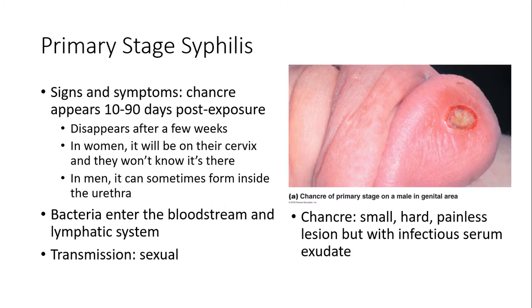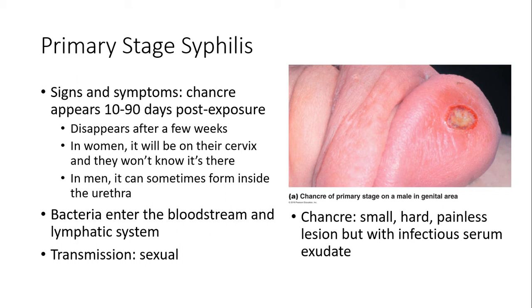Okay, this is primary stage syphilis, the first of a few pictures. I tried to limit it as much as possible. The signs and symptoms of this are going to include a chancre, which appears 10 to 90 days post-exposure. It will disappear on its own in a few weeks. In women, it will be on their cervix, so they most likely will not know it's there unless you happen to spot it at the right time during a pelvic exam.